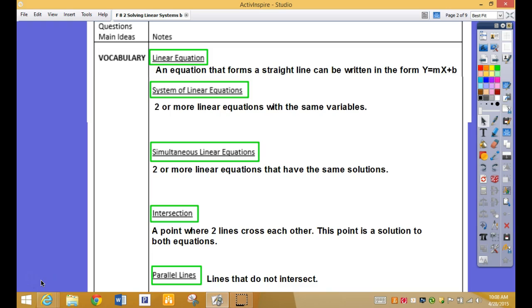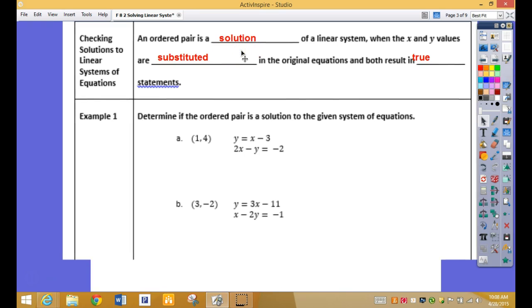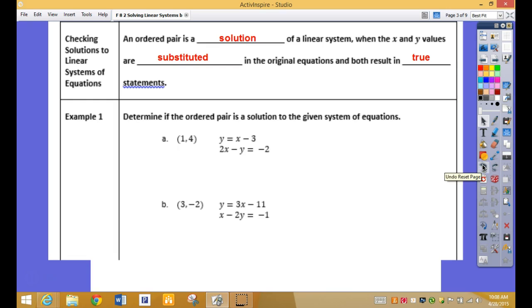All right, now that you've gotten the definitions down, let's practice. First thing to know is an ordered pair is a solution of a linear system when the x and the y values are substituted in. You take the x and you plug it in, you take the y, you plug it in. You substitute your x and your y in the original equations, and both result in a true statement. Well, what does that mean, they result in a true statement?